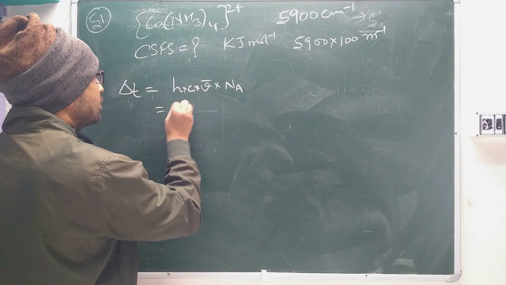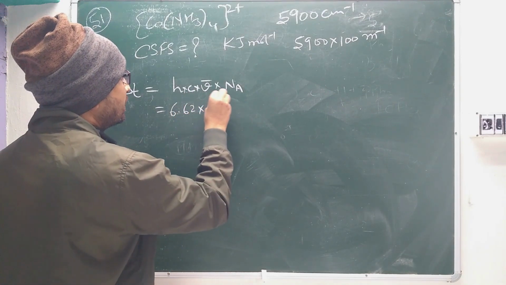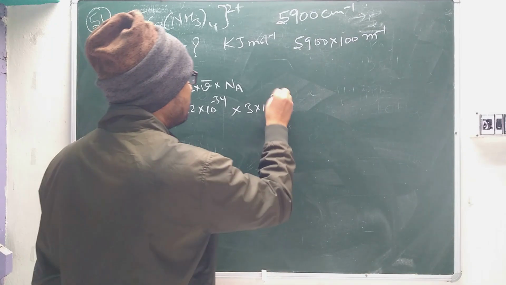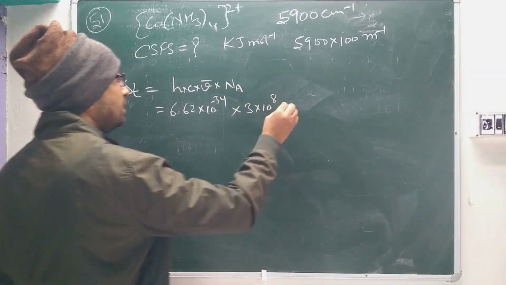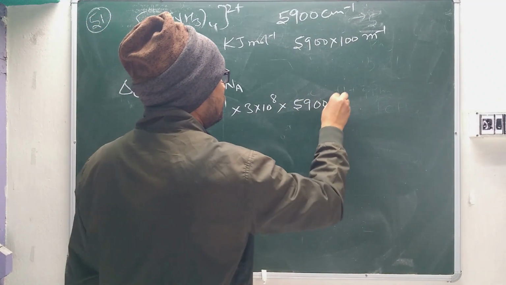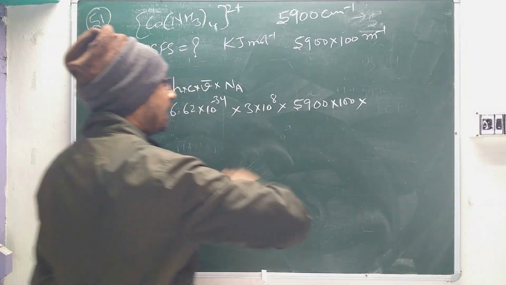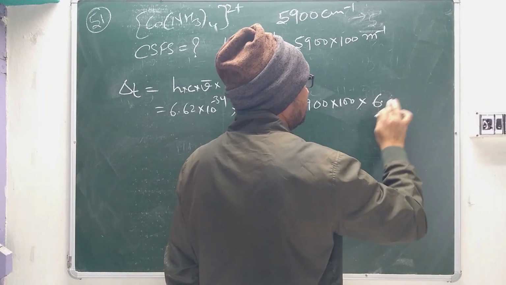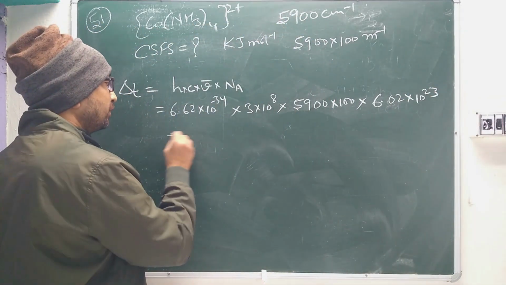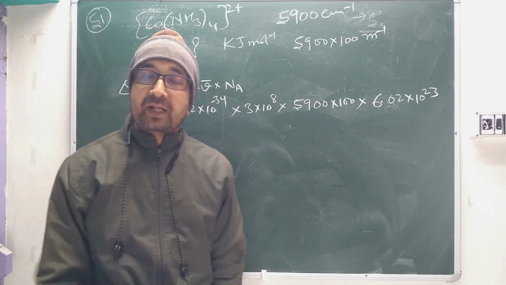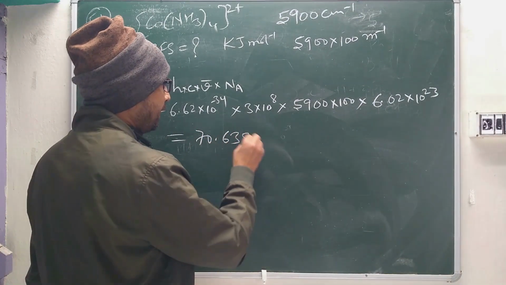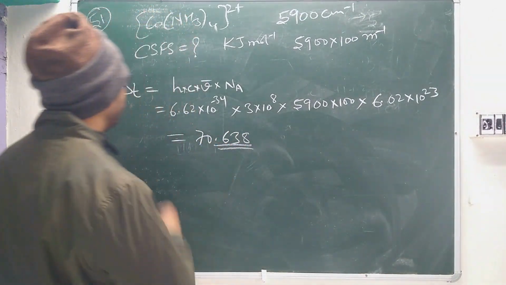So first we are finding the delta tetrahedral, and then we will put it in that formula and get the final value. So h value is 6.62 into 10 to the power minus 34 joule second, and c is 3 into 10 to the power 8 meter per second, the velocity of light, and then into the frequency here, 5900 into 100, and then we have the Na value, 6.02 into 10 to the power 23. So all together if you solve this, already I have calculated and kept it, it will be 70.638. This value you will get for delta tetrahedral.